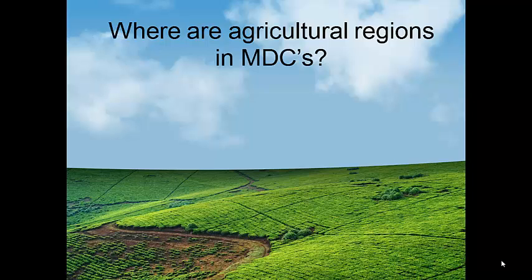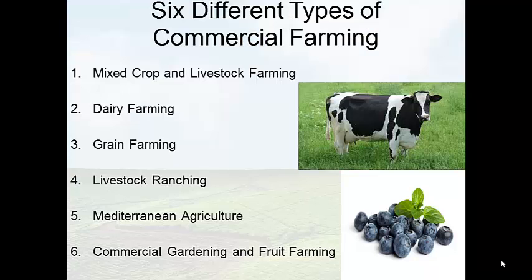Where are agricultural regions in MDCs? What we're going to focus on is 6 different types of commercial farming. There they are, all 6 of them. I gave them to you, so don't worry. We're going to head to the first one here.